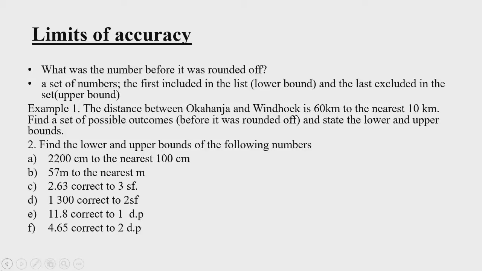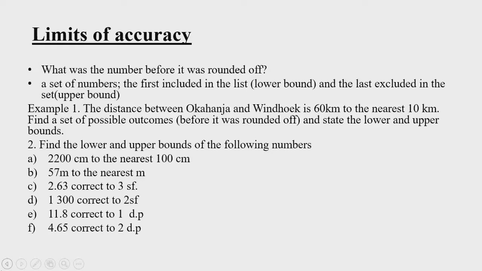Now, in a set of numbers, the first is included in the list, which is called the lower bound, and the last is excluded from the set, called the upper bound. Okay, let's look at that. The distance between Okahandja and Windhoek is 60 kilometers to the nearest 10 kilometers. So it's not specifically 60. It can be 60 maybe, or maybe it can be 59. Maybe the distance is 59 kilometers. It's only that this number was rounded off to give 60. Okay, now find a set of possible outcomes.